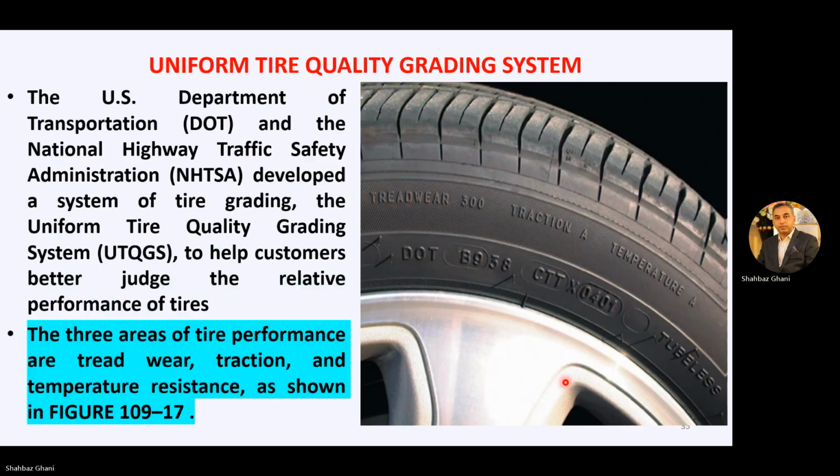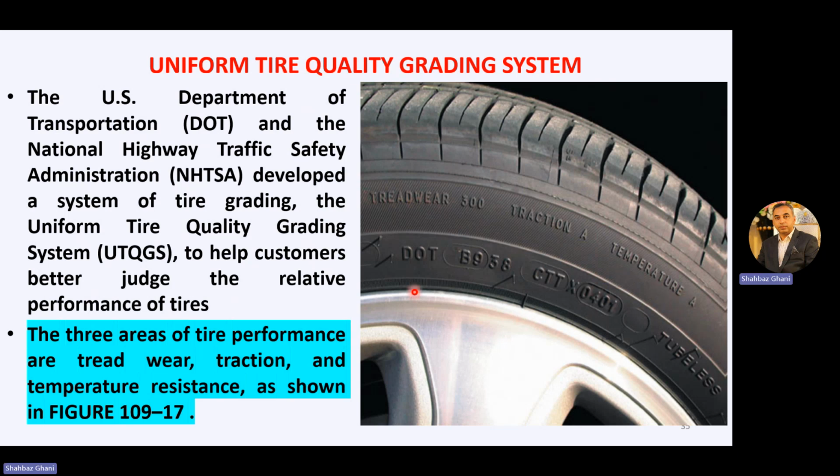Now, the Uniform Tire Quality Grading System. The US Department of Transportation (DOT) and the National Highway Traffic Safety Administration developed a system of tire grading, the Uniform Tire Quality Grading System, to help customers better judge the relative performance of a tire. The three areas of tire performance are tread wear, traction, and temperature resistance, as shown in this figure. Here it is written as tread wear 300, traction A, temperature A.